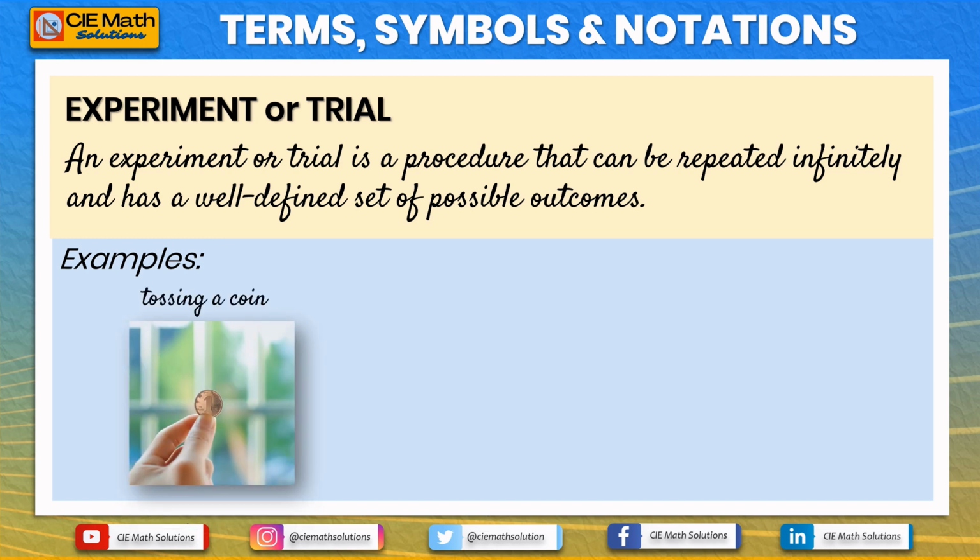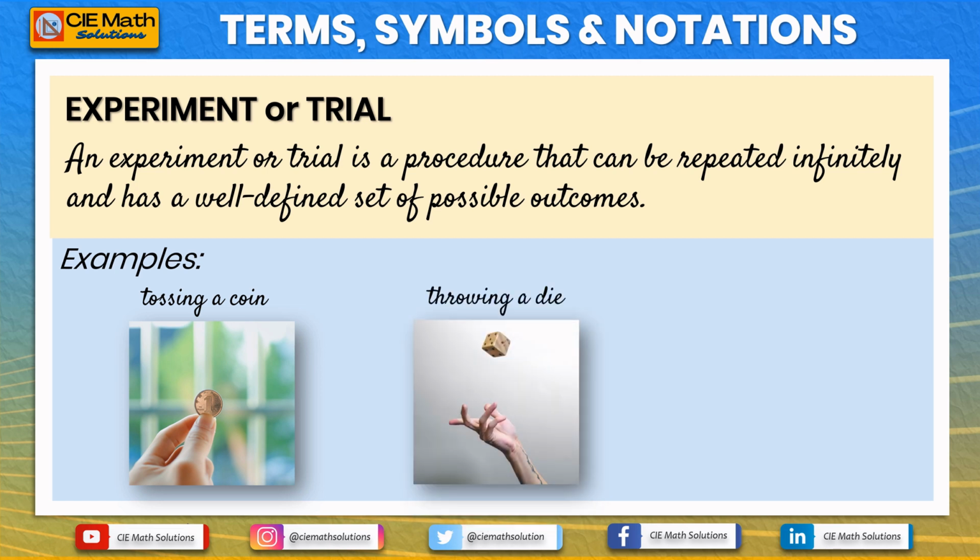We know that when we toss a coin, there are two possible outcomes. It can be a head or it can be a tail. Another example is throwing a die. We know that it could be 1 or 2 or 3 or 4 or 5 or 6, but we don't know which one will come out every time we throw a die.